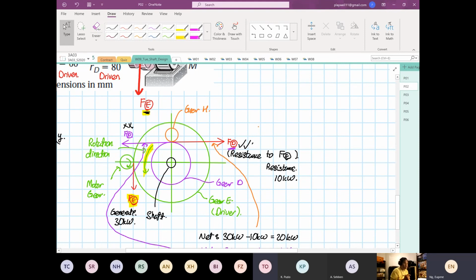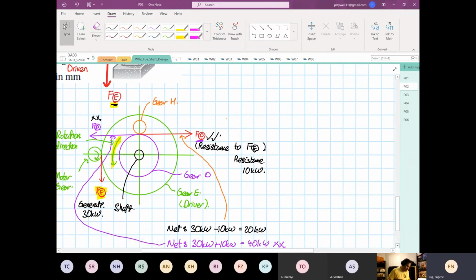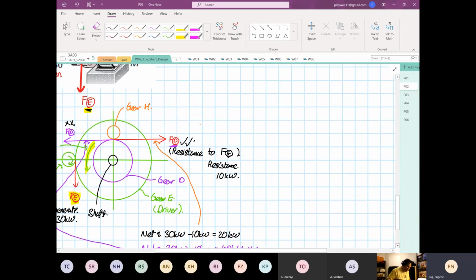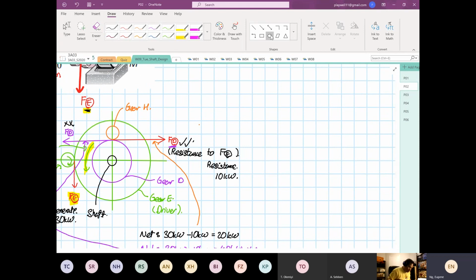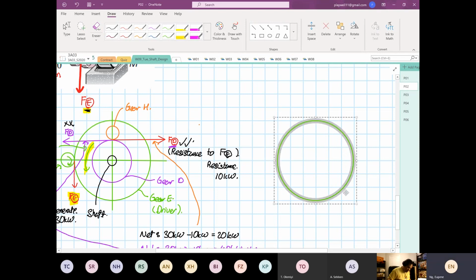Yes, Eugene. So does the driven force always oppose the driver force, regardless of where the mesh of the two gears is? Yes. Good question. Let's say we have the same system. I'm going to draw the entirely same system. So this is our gears again. Exactly the same. Again we have a small gear over here.